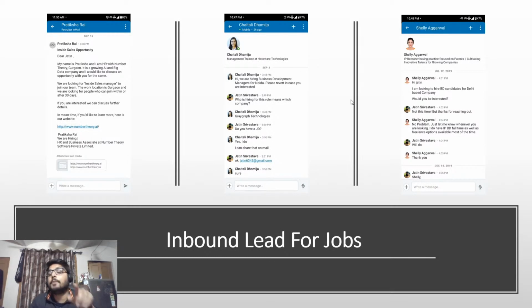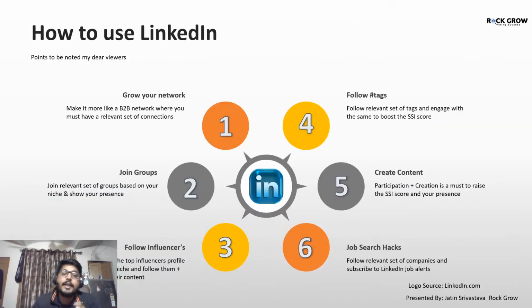Your profile is perfectly optimized. "We are looking out for you. Would you like to apply for this particular job?" So this is one way of creating job opportunities, where recruiters will start reaching out to you. Another way to create job opportunities is to start reaching out to the recruiters.